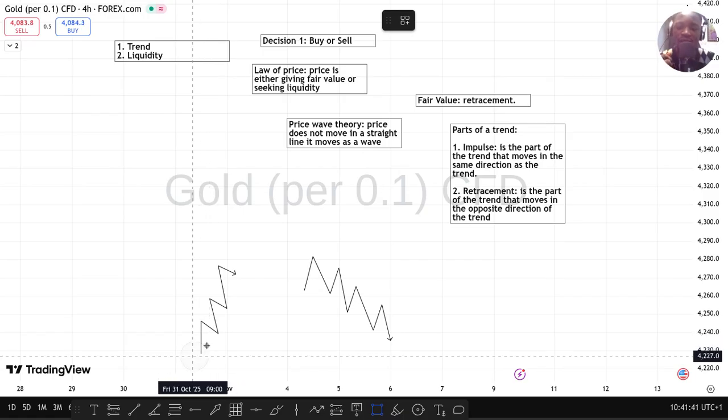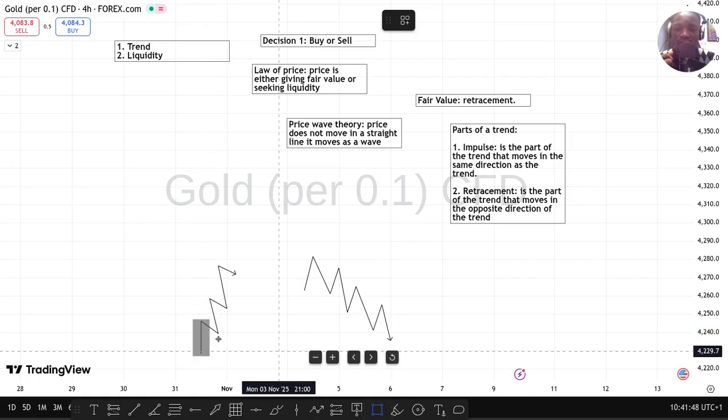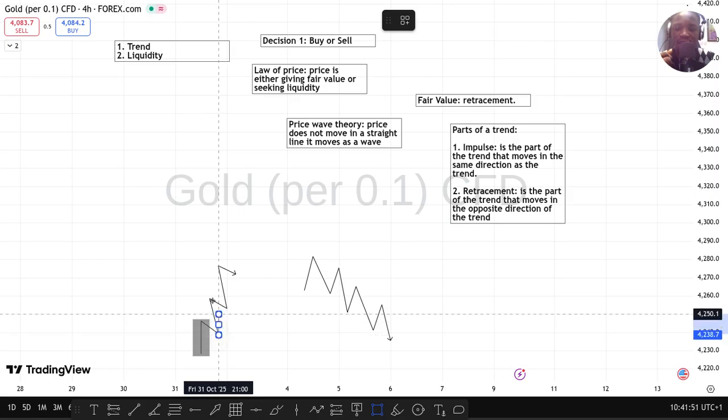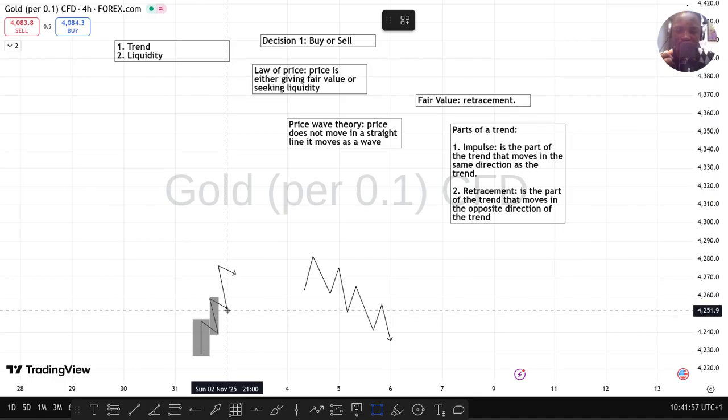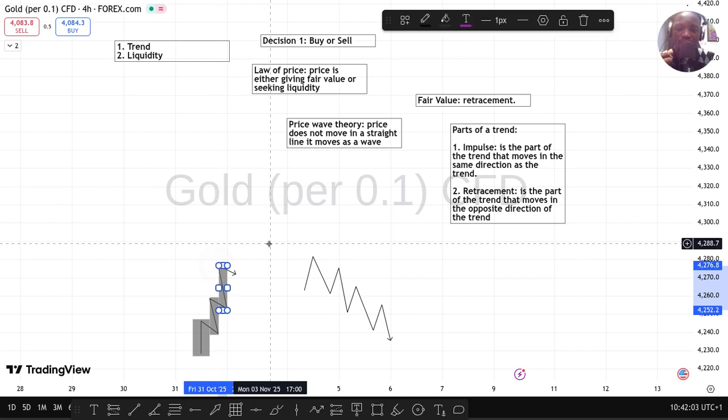So this here is an impulse move. That part that moves higher. This here, from this low to this high, again, is another impulse move, right? From this low here, the lowest point that price gets to before it starts moving up, that's a low or a swing low. From this low to this high is another impulse move, right?